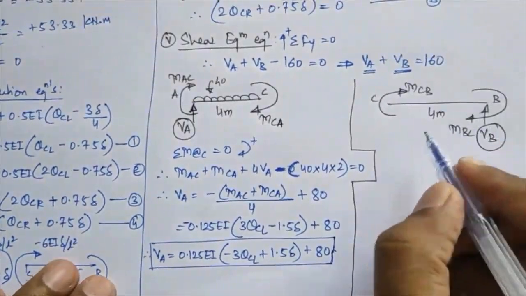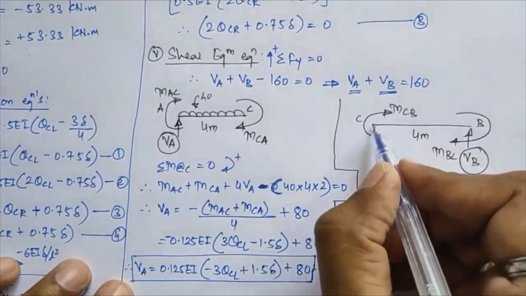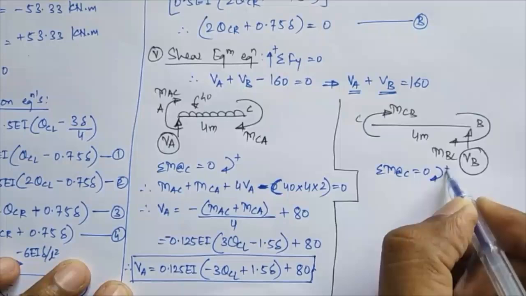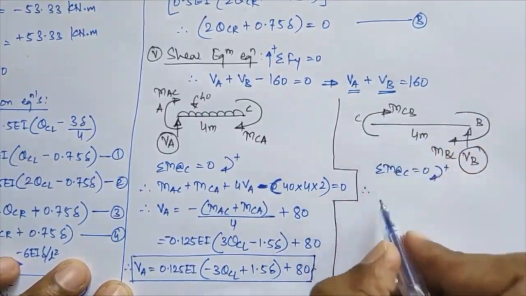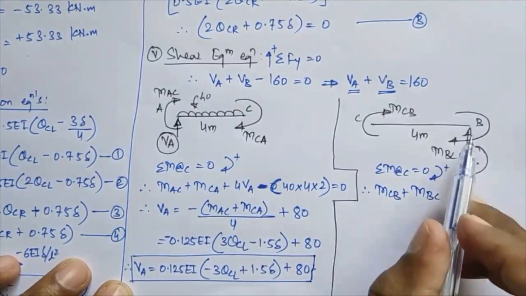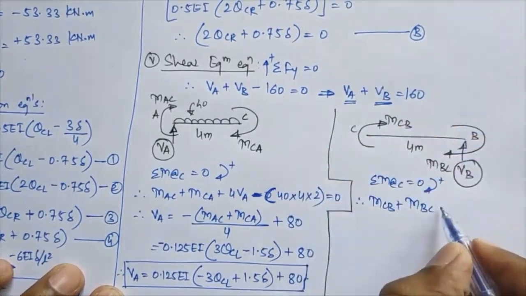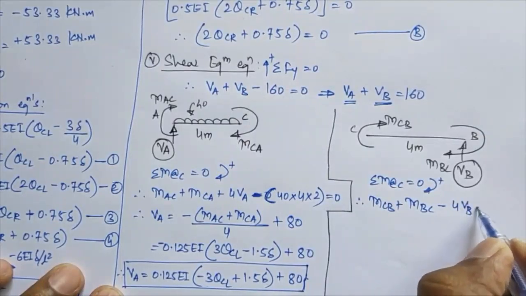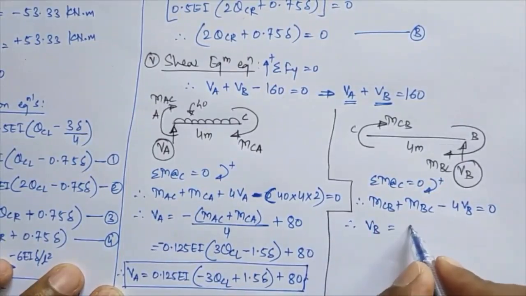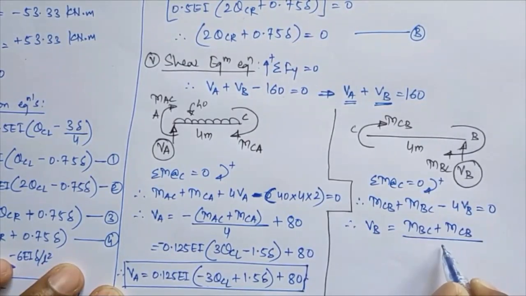Right, now next I have to solve for the equation of VB. So for taking VB, I'll again take summation of moment at C equal to 0, treating clockwise moments again positive. So what I'll get here is plus MCB plus MBC. Next, the moment of VB about this joint C will be a negative moment, anticlockwise, so minus 4 times VB is equal to 0. So simply VB I'll get equal to MBC plus MCB divided by 4.